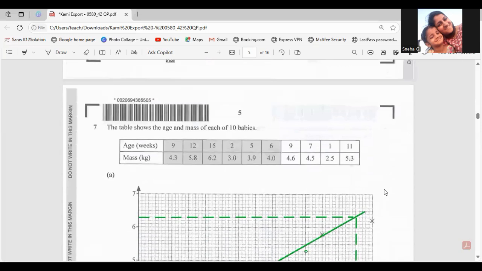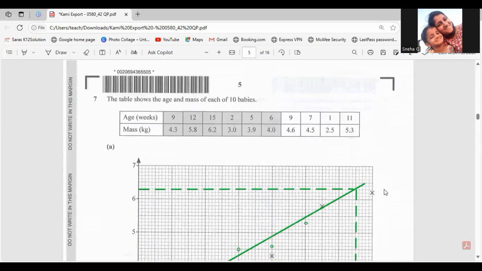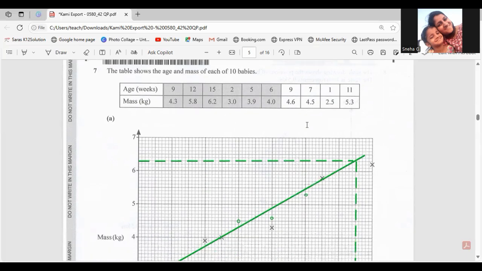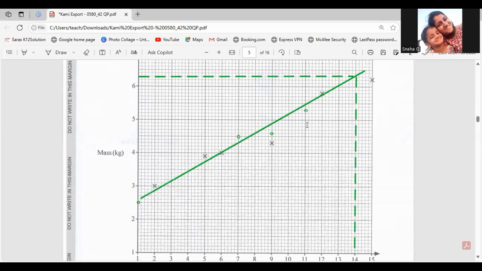Scrolling down further to question number 5. The table shows age and mass of 10 babies. Point number 1 to 6 are plotted for you on the graph already. The further 4 points you are supposed to plot on the graph paper. So this is the graph provided. The gray ones, you can see those were the points already plotted. And the new ones with green line that you can see, those points are plotted by me.